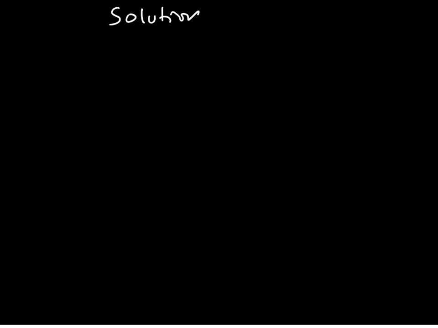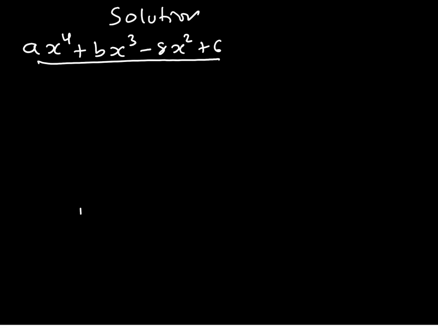They have given us a polynomial ax to the 4th power plus bx cubed minus 8x squared plus 6. If you divide this polynomial by x squared minus 1, you end up with some function, let's call it q of x, plus a remainder which is 2x plus 1 to be divided by x squared minus 1.